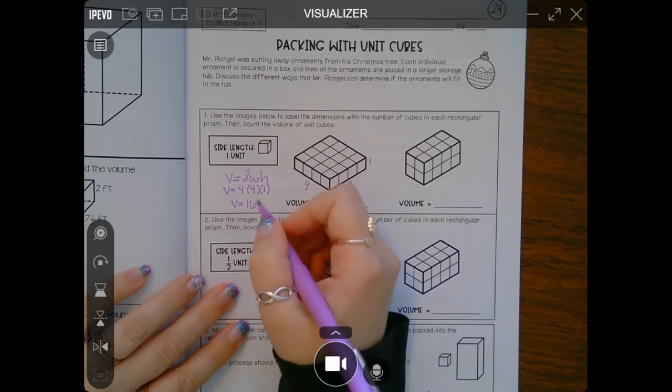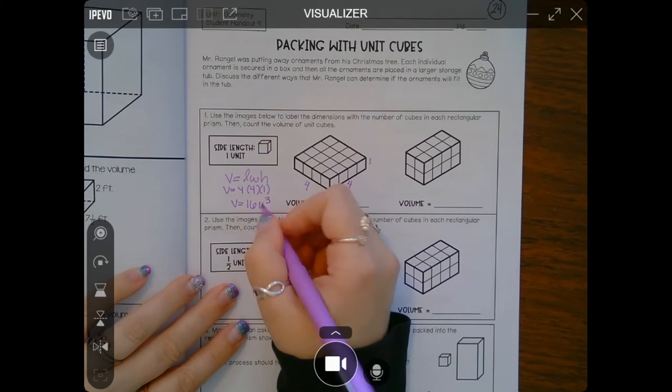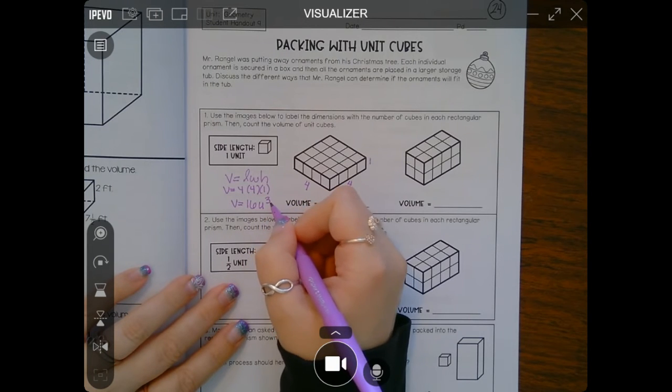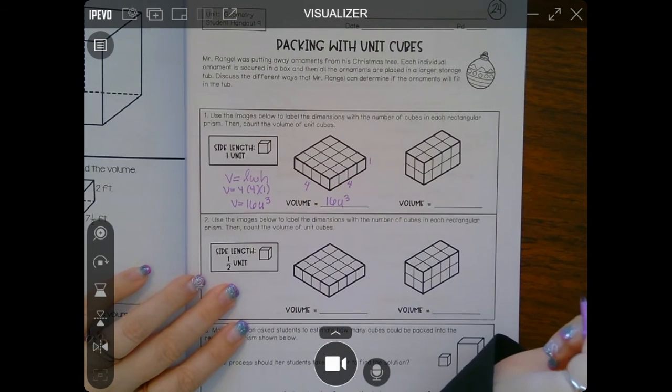And then we don't know the particular units, so we're just going to use U for units. And it's units cubed because it's 4 units times 4 units times 1 unit. And units times units times units is units cubed. Okay, so the volume of that one is 16 cubic units.